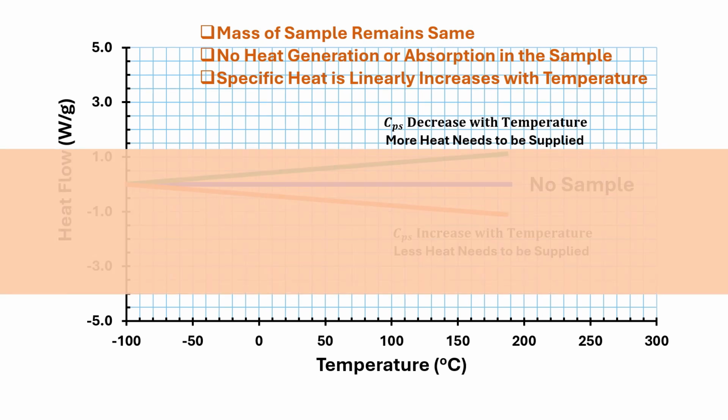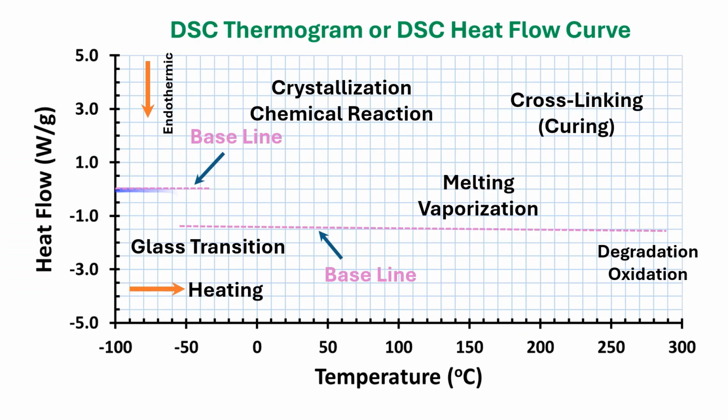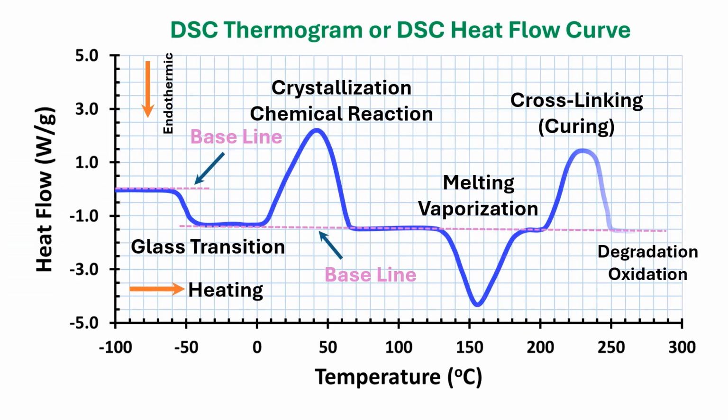Now we have completed a basic understanding of heat flow and its physical meaning as a function of temperature. Now I am explaining the basic characteristics of the heat flow curve and its physical meaning and their relations to the structure, phase and state changes of a sample as well as chemical reactions in a sample. That is, we can explore what is happening in the sample when it is heated or cooled.